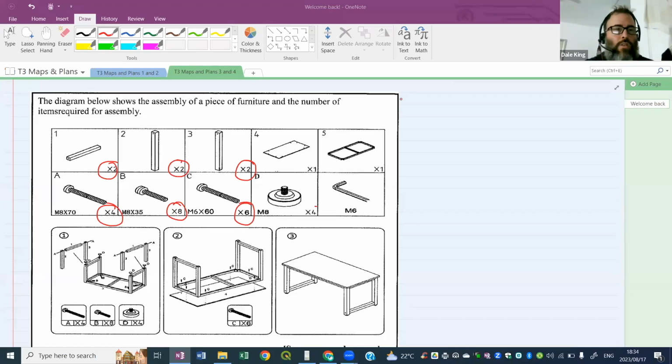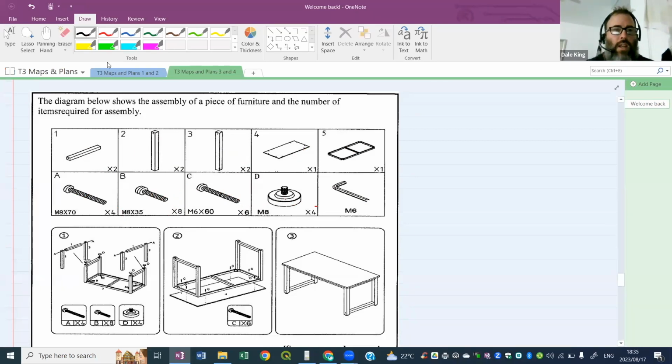So we've got 2 of those pieces. 2 of these. 2 of these. 1 of those. 1 of those. 4 of those. Sorry, 8 of those. 6 of those. Or 4 of those. And obviously 1 of those. Amounts of pieces. See, you guys know your stuff. So this section is the items list, and that's what you're going to need to help you put together this furniture.